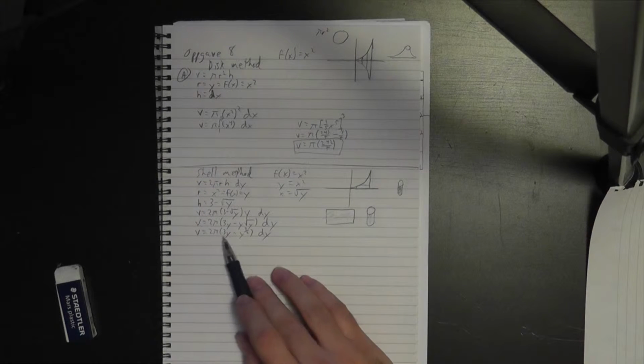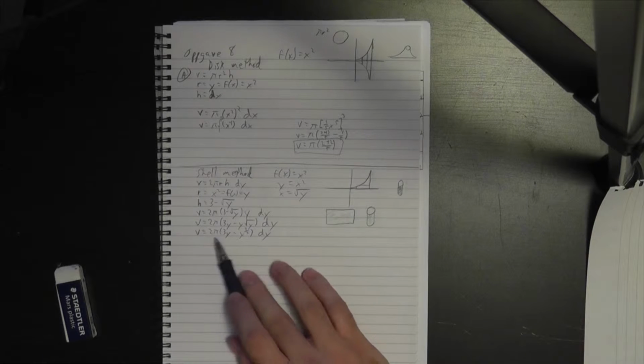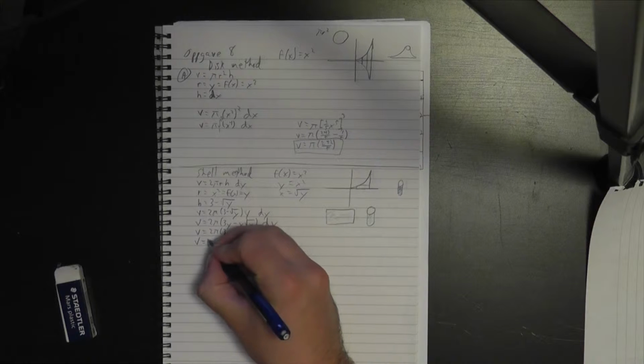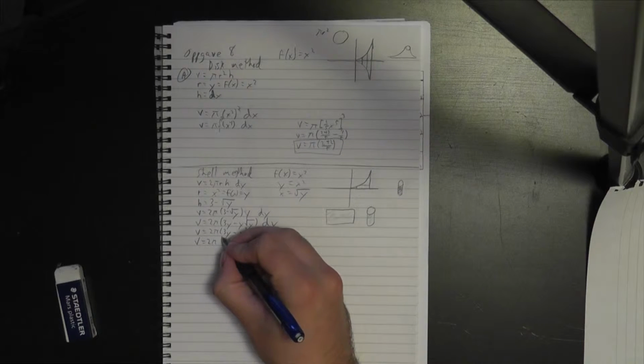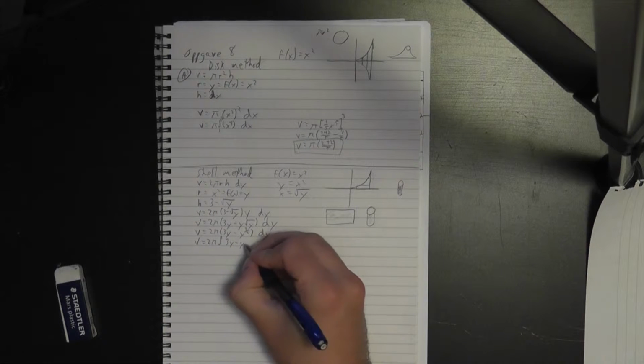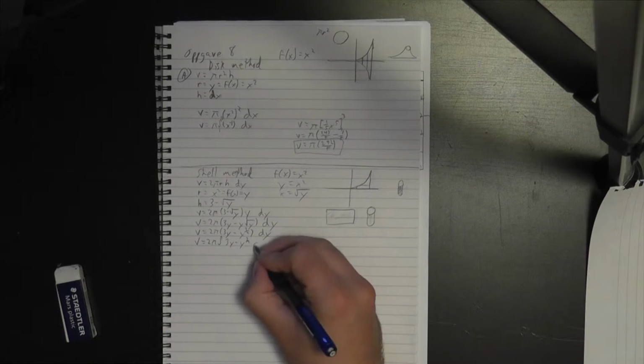Remember, now we're going to integrate. We want all of these, the sum of all of those. So we can take that the volume is then equal to 2 pi times the integral of 3y minus y^(3/2) dy.